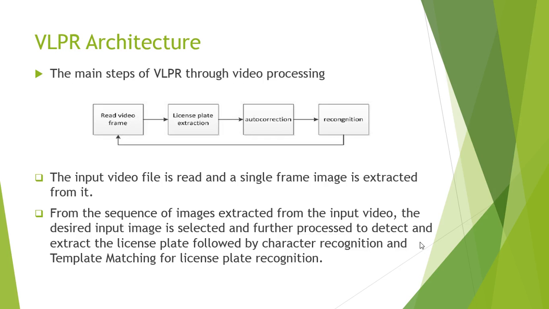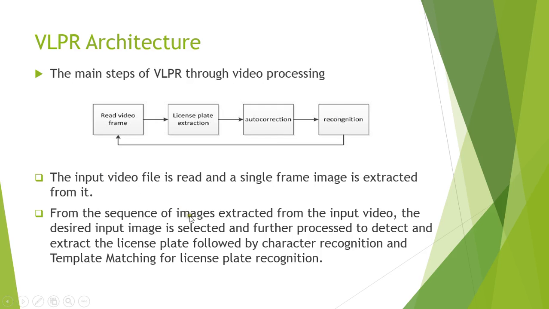Here we see the architecture of the VLPR system implemented in our application through video. So we read a video, read a video frame, and then license plate extraction is done. After the license plate extraction, license plate autocorrection, that is segmentation and alignment, is done, and finally license plate recognition is done through template matching and character recognition. So the input video file is read and a single frame image is extracted from it.